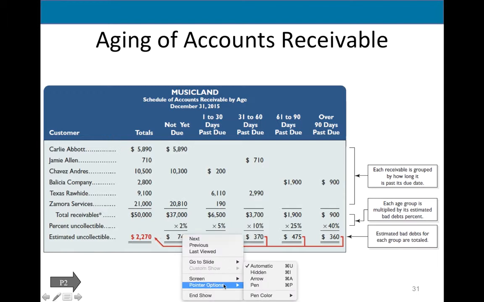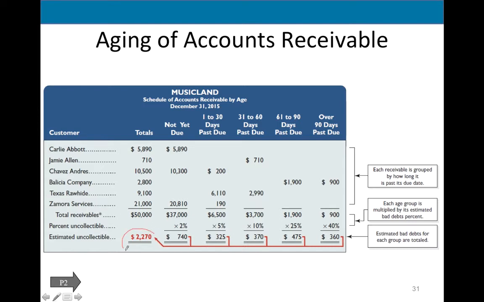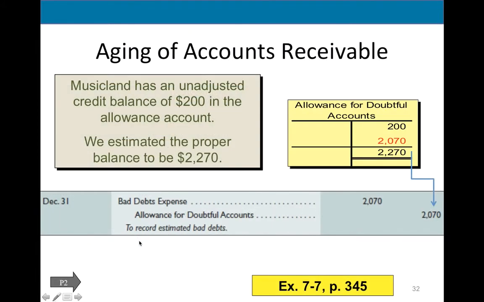So this amount right here is not an adjustment, right? This is a desirable ending balance of ADA. So I want my ADA, allowance for doubtful accounts, to be 2,270 after the adjusting entry. So then we will look up what my beginning balance is. If my beginning balance is credit, we subtract them. If my beginning balance is debit, we add them together. So here we are. The beginning balance is $200 credit. I want it to be 2,270. Subtract them. That's your adjustment. Plug it in. The accounts don't change.